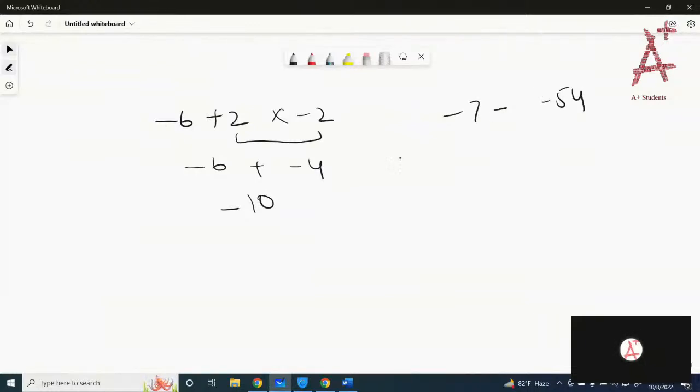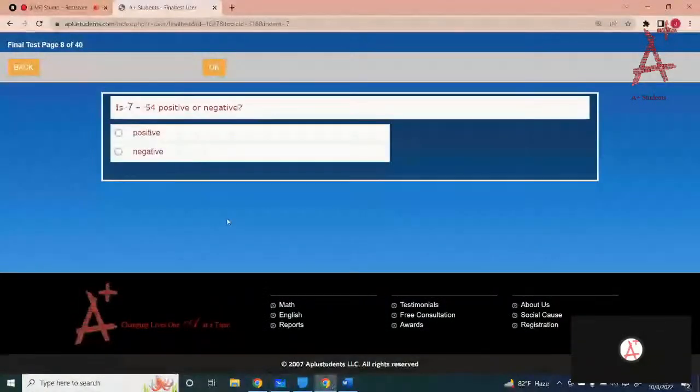-7 minus -54. You are subtracting a negative number, which is the same as adding. Got it? So 54 minus 7 is 47. The answer is positive, because now 54 has the greater magnitude and 54 has a positive sign. So the answer must be positive. Got it? The correct option is positive.